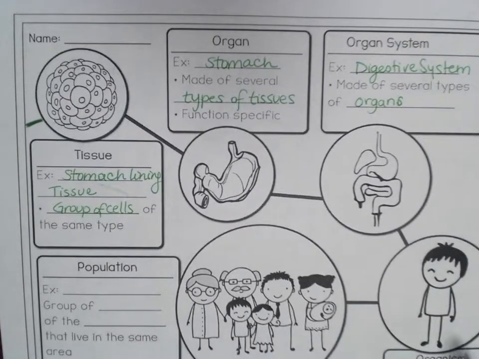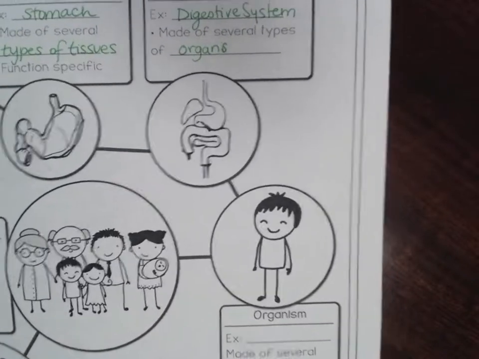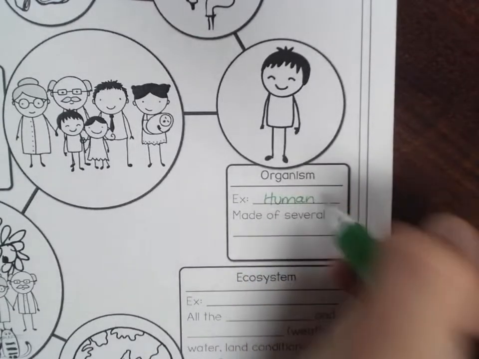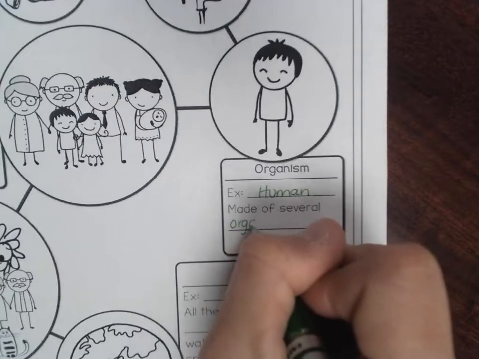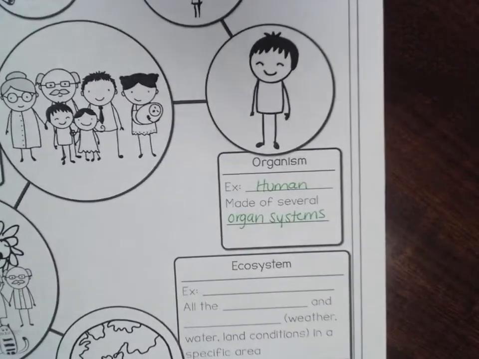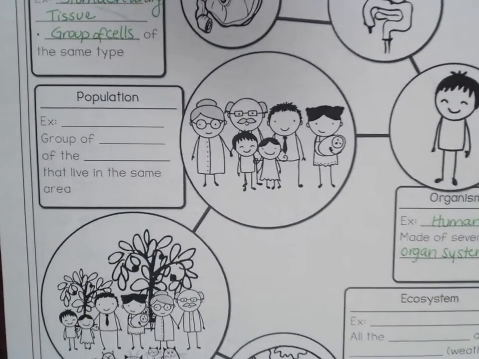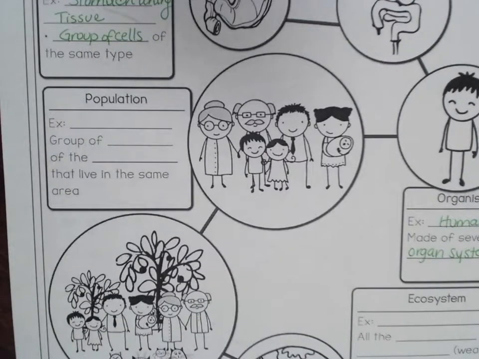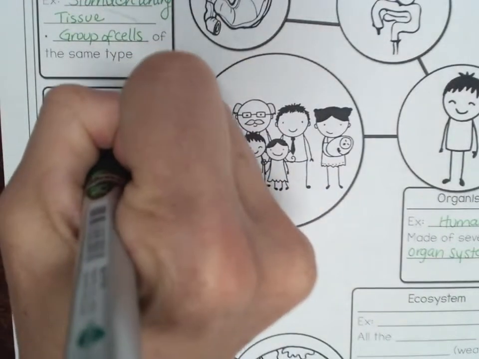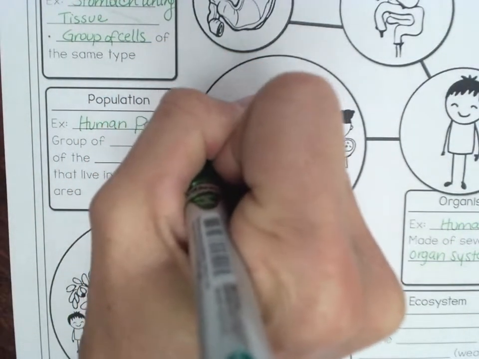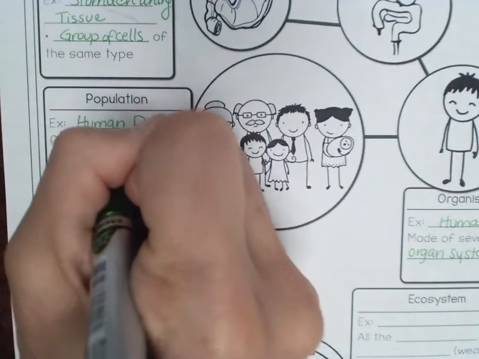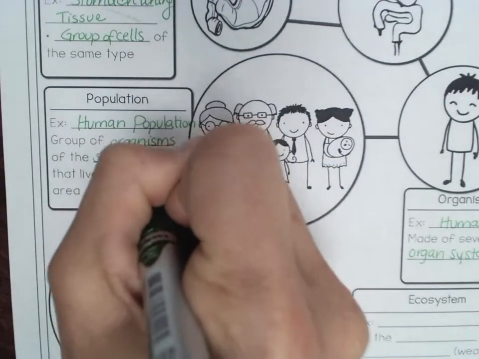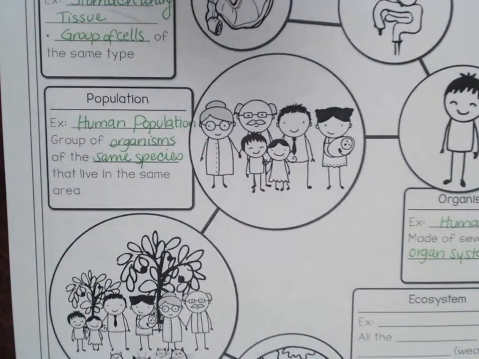Okay, now when you put a bunch of organ systems together, you get an organism, like a human, like us. And these are made of several organ systems. Then you take the organism and you put them together with a lot of other of the same organism, and you get a population. A bunch of humans together is a human population. This is a group of organisms of the same species that live in the same area.